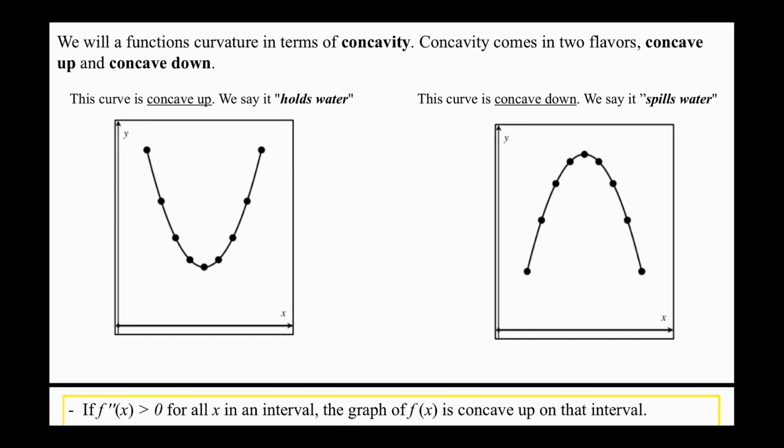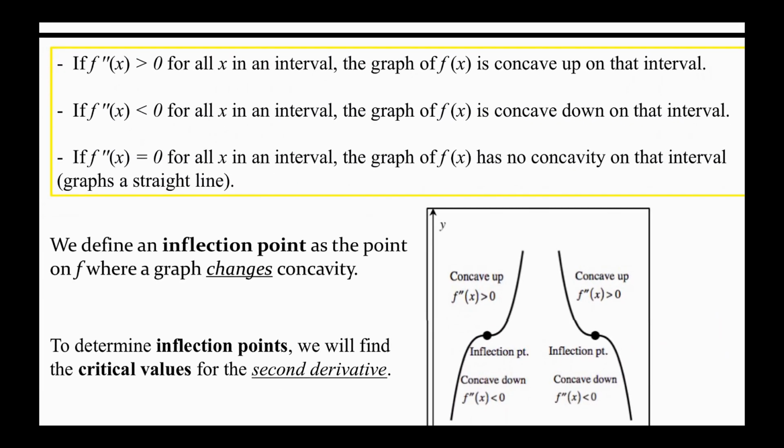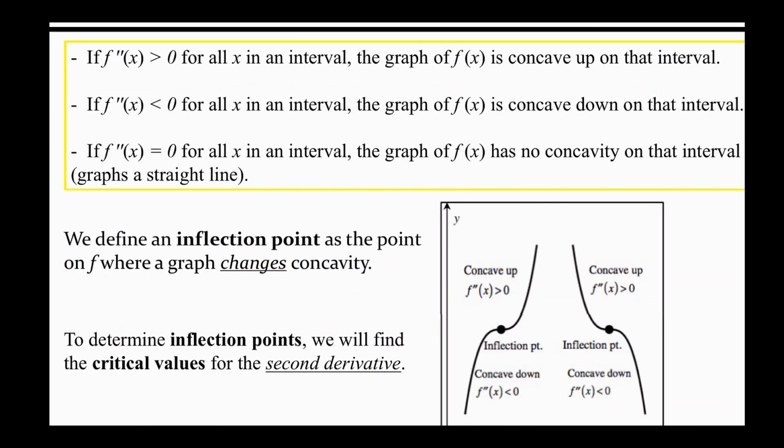Okay? So how do we tell? Well, luckily it works very similar to the first derivative test. Just instead of the first derivative, we look at the second derivative. So if the second derivative is positive, that means it's going to be concave up. If the second derivative is negative, it's going to be concave down.